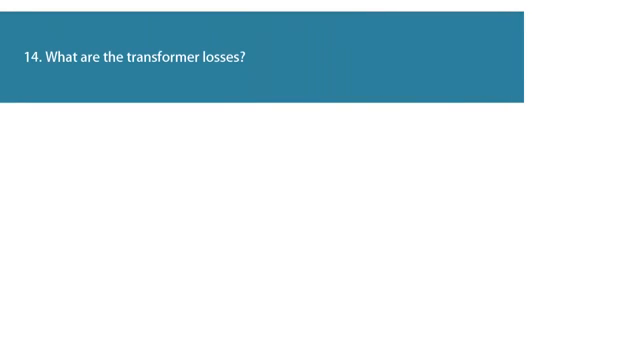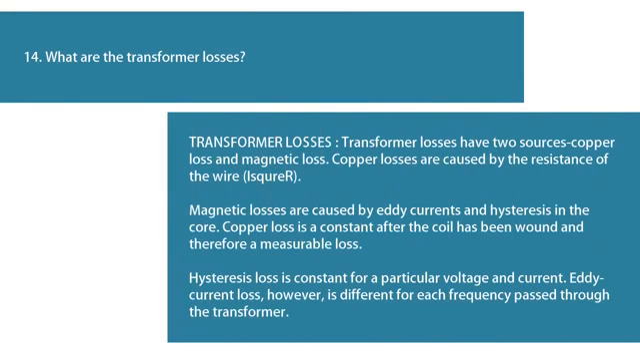14. What are the transformer losses? Transformer losses have two sources: copper loss and magnetic loss. Copper losses are caused by the resistance of the wire, I squared R. Magnetic losses are caused by eddy currents and hysteresis in the core.